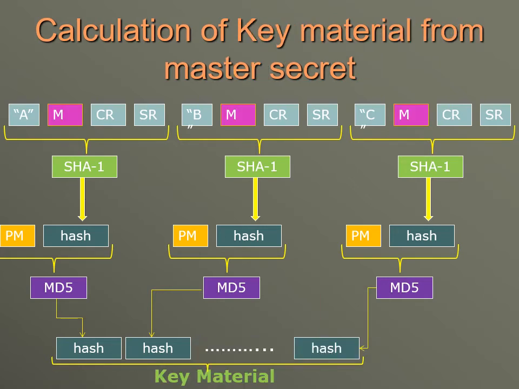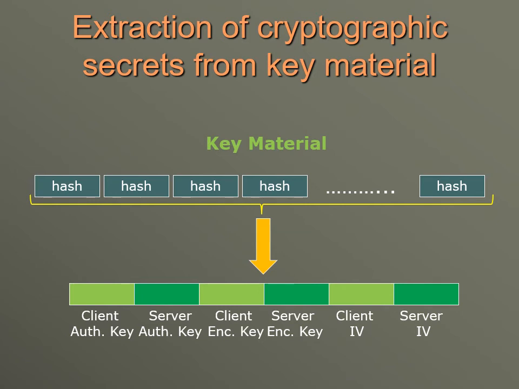Then after that, using this master secret, the same procedure is repeated using the random numbers of client and server and the master secret. The SHA1 hash algorithm is applied. Then the generated hash is prepended with the pre-master secret, and by applying the MD5 hash function, the final hash is generated. Then all the hashes are concatenated with each other, which is called the key material. Then using this key material, these 6 secrets are extracted from it.